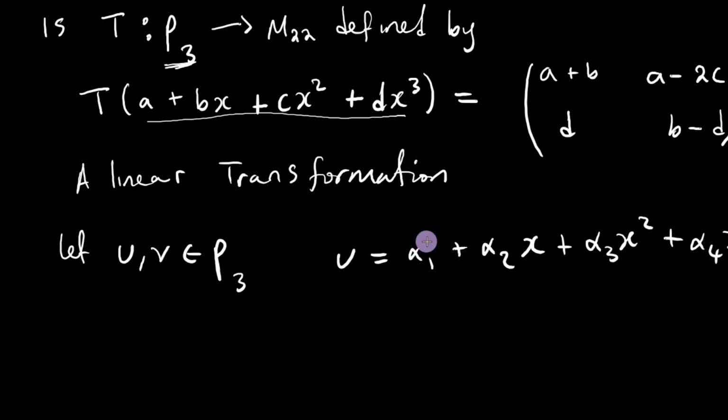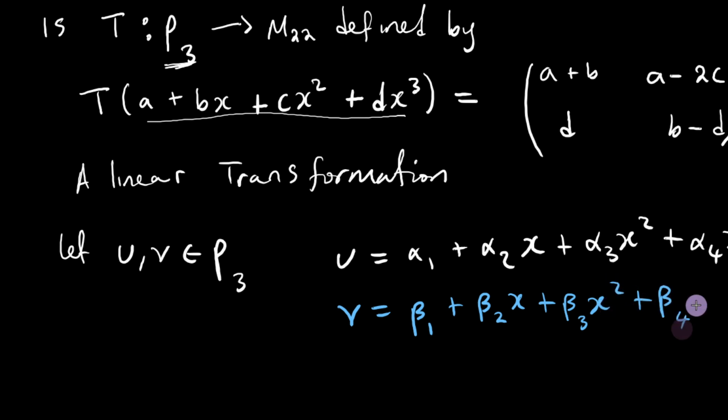So we let U be equal to that, and we also let V be equal to a similar vector. We have constants like this, and we're going to use beta: beta 1 plus beta 2 x plus beta 3 x to the power 2 plus beta 4 x to the power 3.